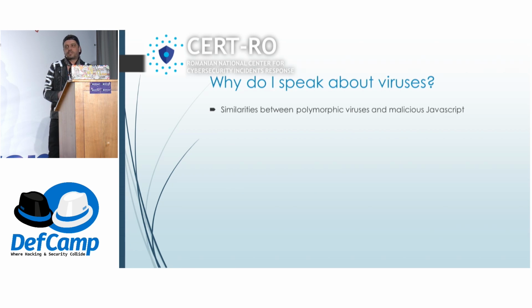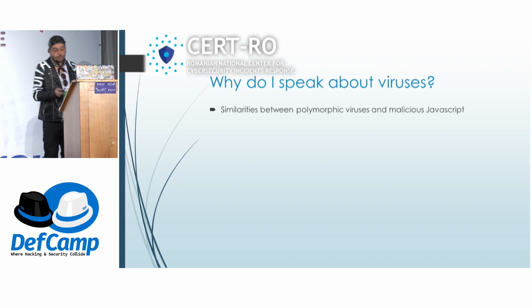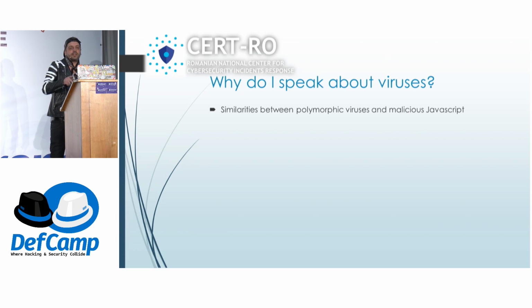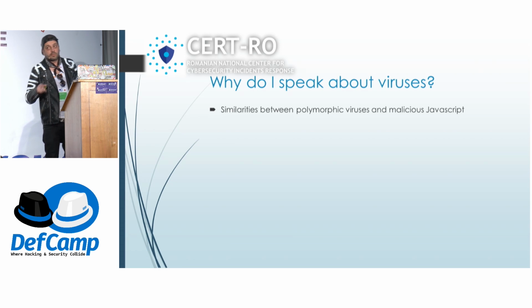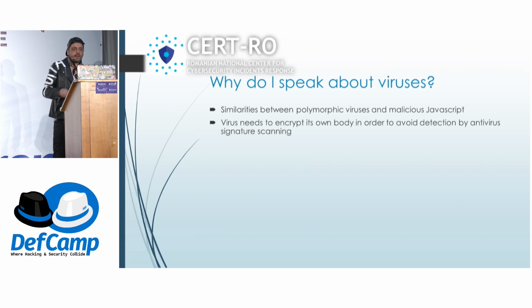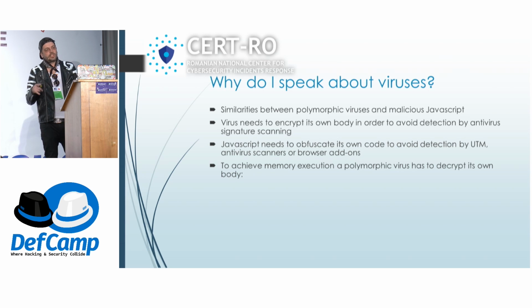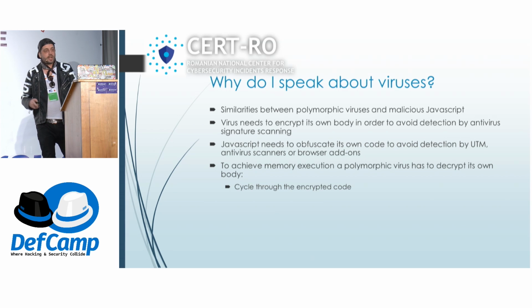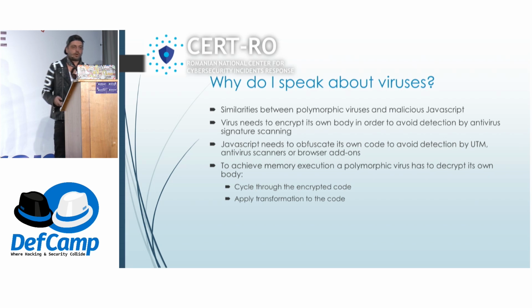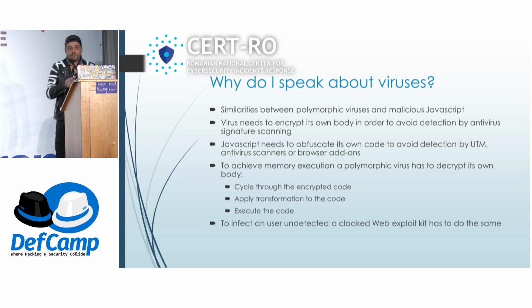Why do I speak about viruses? My presentation is about drive-by exploitation, because there are quite a few similarities between polymorphic viruses and malicious JavaScript. A virus needs to encrypt its own body in order to avoid detection by antivirus signature scanning. JavaScript needs to obfuscate its own code to avoid detection by next-generation firewalls, UTMs, antivirus scanners, etc. To achieve memory execution, a polymorphic virus has to decrypt its own body, therefore cycle through the encrypted code, apply transformations to that code, execute that code. To infect a user undetected, a web exploit has to do the same.